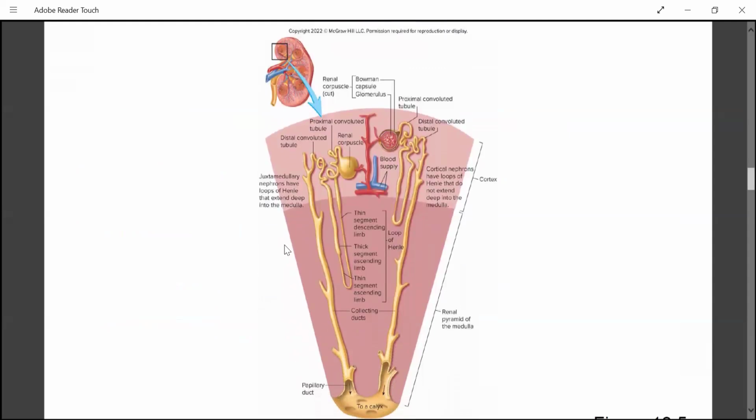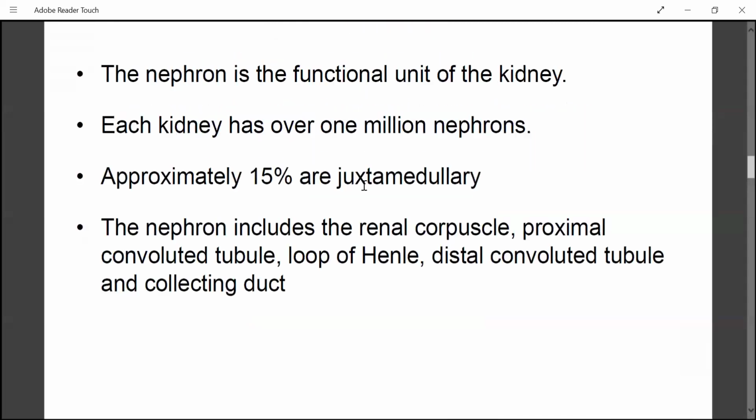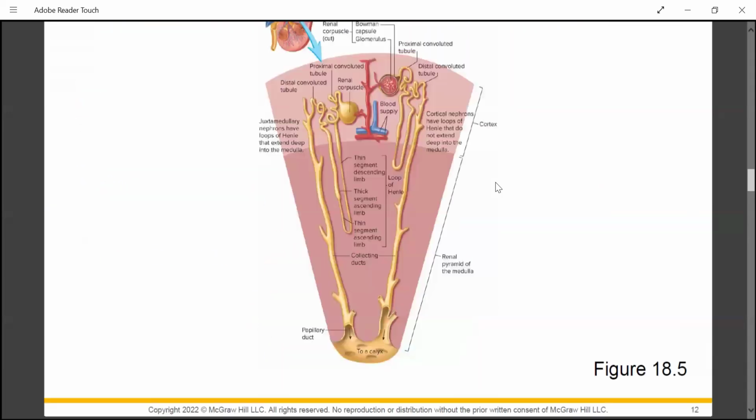Okay, there we go. So this is where our juxtamedullary nephron comes into place. It has this long loop of Henle that is going to extend out here from our cortex into the medulla. And so these are our nephrons that are most responsible for our water conservation and actual concentration of urine. So these juxtamedullary nephrons, these are our most important ones, is how you can kind of think of it.